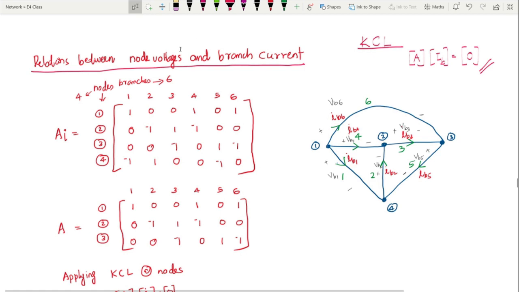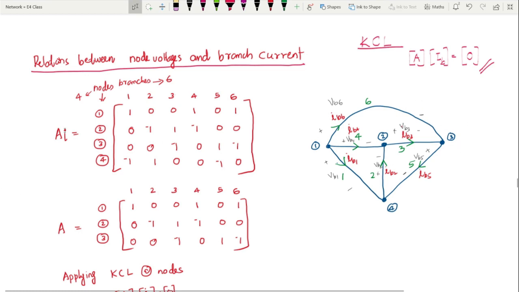Next, let's see the relationship between node voltages and branch current. Consider a graph shown here for analyzing the relationship between node voltage and branch current. We have already applied KCL at each node of a graph for obtaining the incident matrix. The KCL equation can be represented in matrix form as A into IB, that is the branch current matrix, is equal to the null matrix 0.